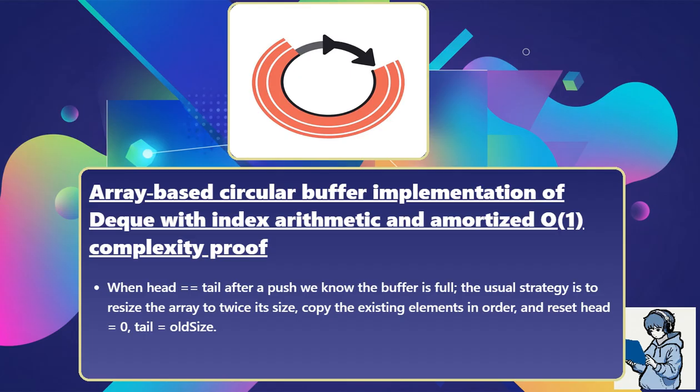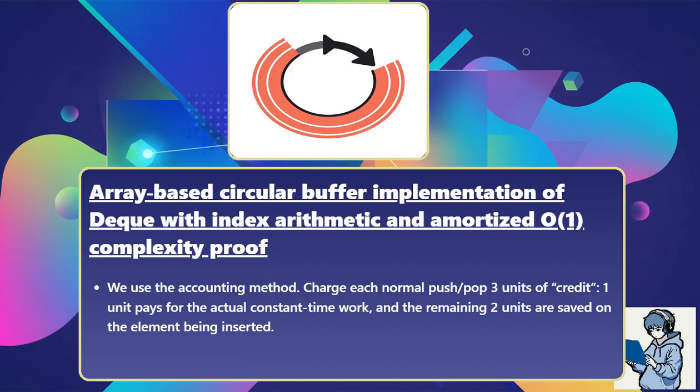The usual strategy is to resize the array to twice its size, copy the existing elements in order, and reset head to 0 and tail to the old size. Amortized O(1) proof. We use the accounting method. Charge each normal push or pop 3 units of credit.